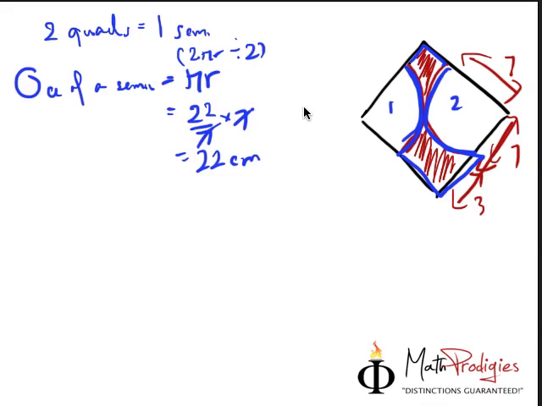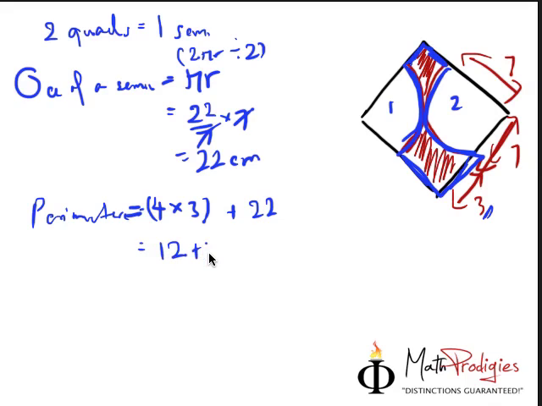What must you add? You must still add one part over here, one part over here, one part over here, one part over here, which gives you 4. Therefore, the perimeter of the figure is 4 times 3, which is 12, plus 22, which gives you 34 cm.